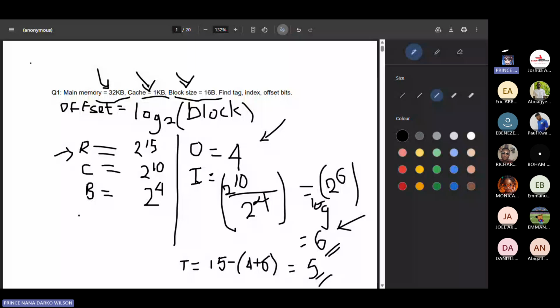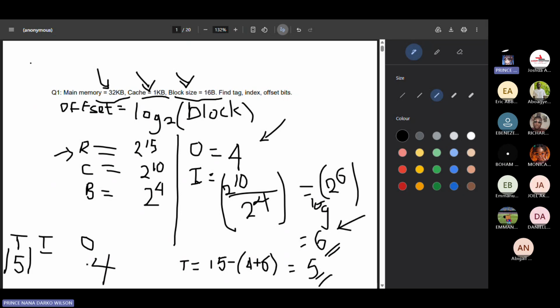So then our final answer is going to be that our tag, our index, and our offsets are, you can give them their binary representations, by the way, 5, 4, and 6. Okay, no. Offset is rather 4, right? So 4 here, and then 6 respectively, like so.